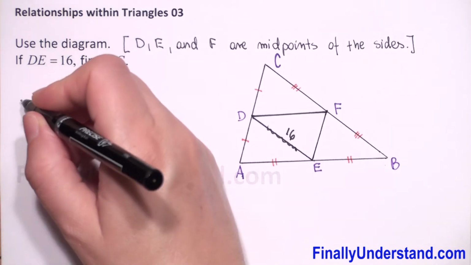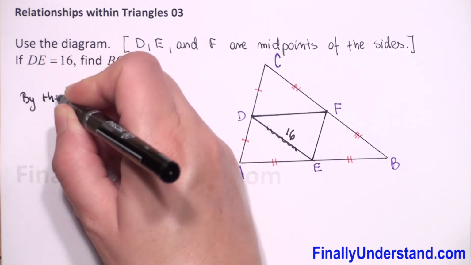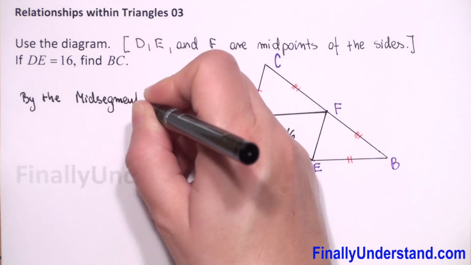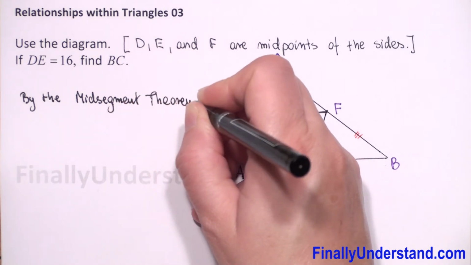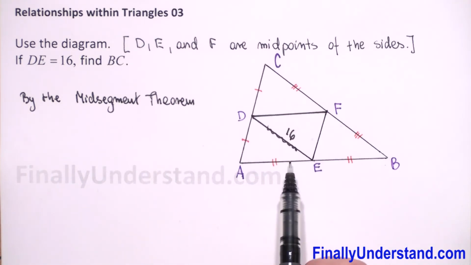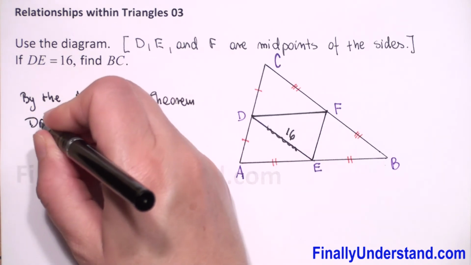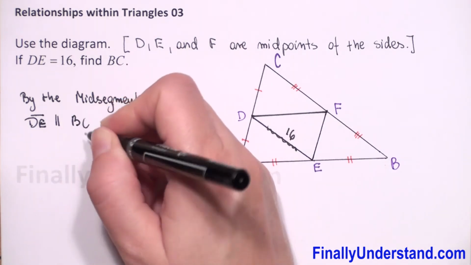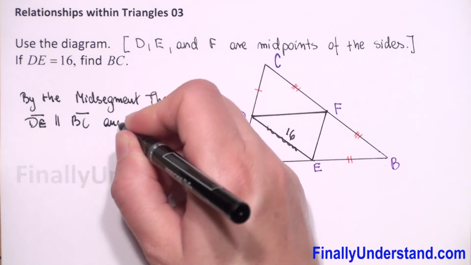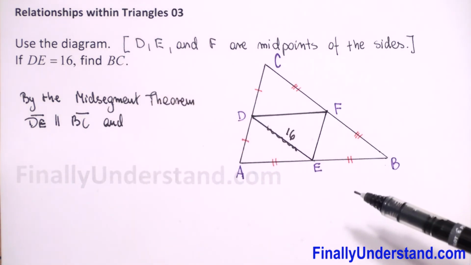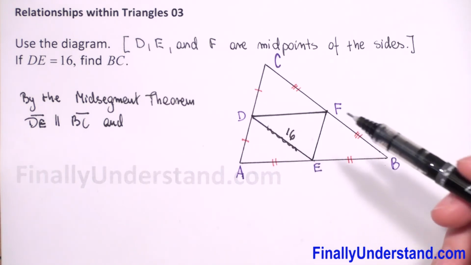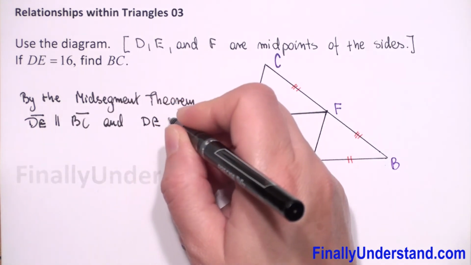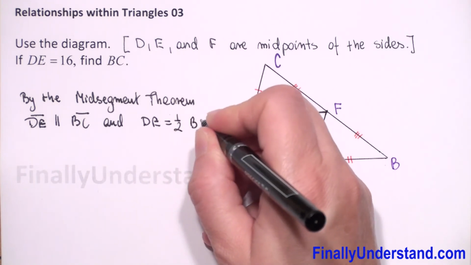So we can write that by the Midsegment Theorem, we have that segment DE is parallel to segment BC, and from this theorem we have also that DE is half of BC. DE is equal to 1/2 of BC.